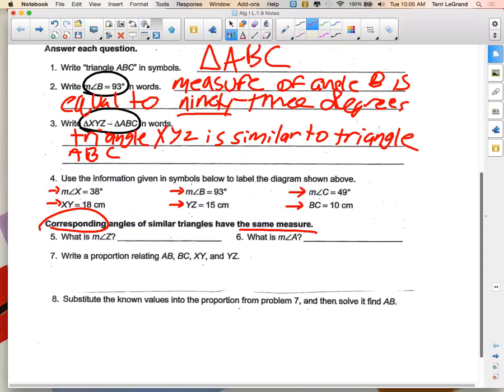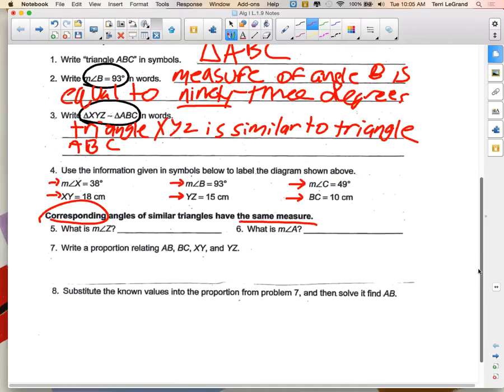Maybe. Then they're in the same relative location. They're in the same relative location. So you know what? If they tell you that they're similar and they don't give you any measures at all to start with, you have to be able to identify which angles would be similar. And here's one of the ways that we can do it.